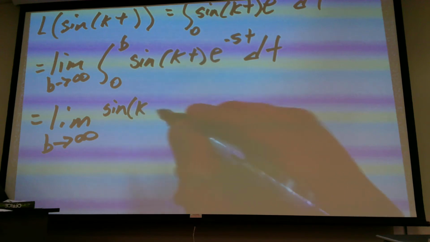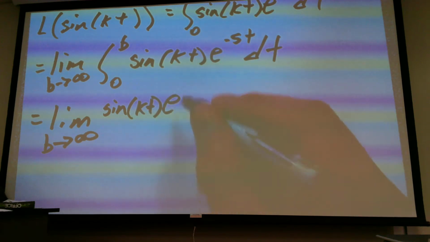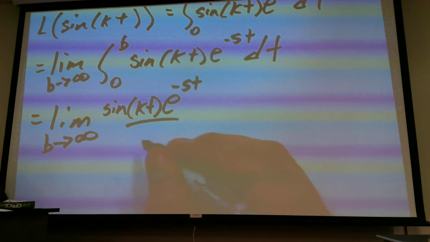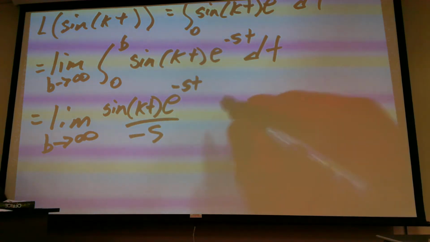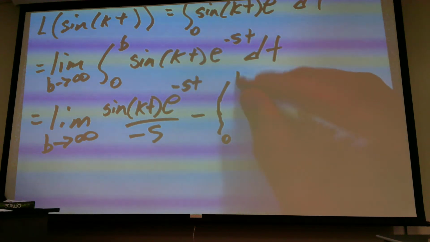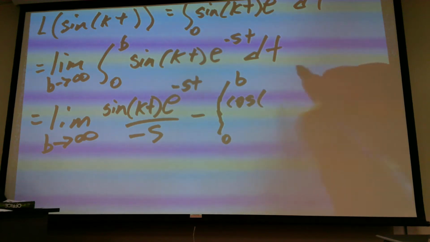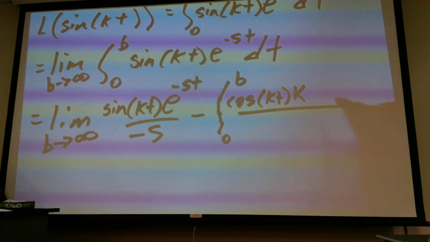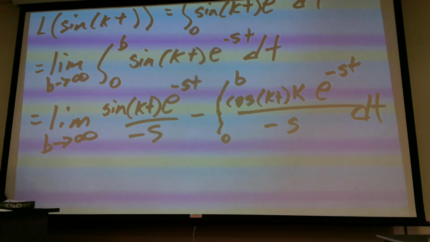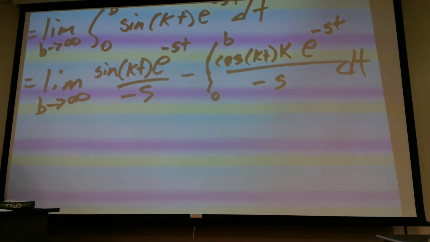sine of kt, now e to the minus st, now divided by negative s, and then minus the integral from 0 to b. Derivative sine is going to be cosine of kt, and the derivative of sine is cosine, but it's got to spit out a k. Okay? All right. Now e to the minus st, and once again divided by negative s. This is the integral with respect to t. Okay. Maybe I should have turned the page sideways.